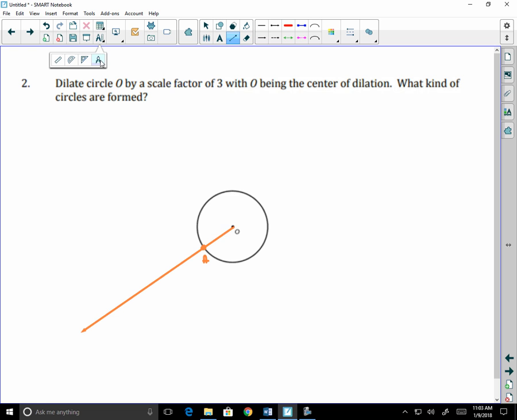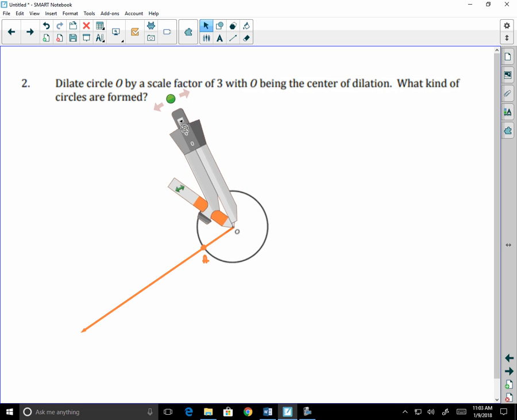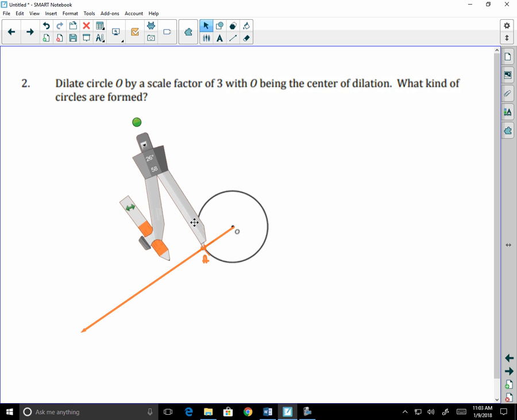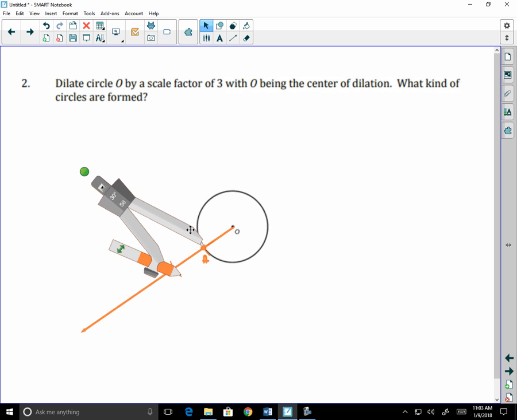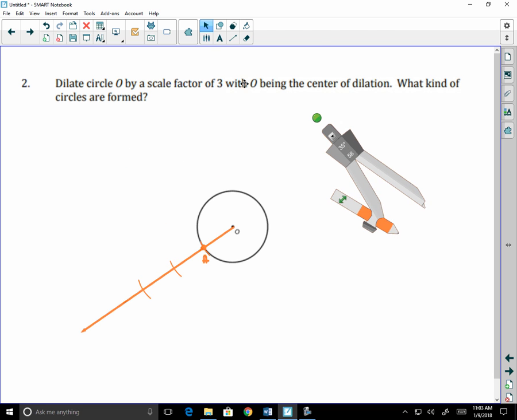So if we go through and use our compass, we then can open up our compass, so it's the distance from O to A. Make a mark, that would be 1. Another mark would be 2, and then one more mark would be 3 times as big. So that new location we'll call A prime. Now, it wants us to dilate the circle, not just the radius, which is what we've done. We've made the distance from O to A prime 3 times the length of O to A.